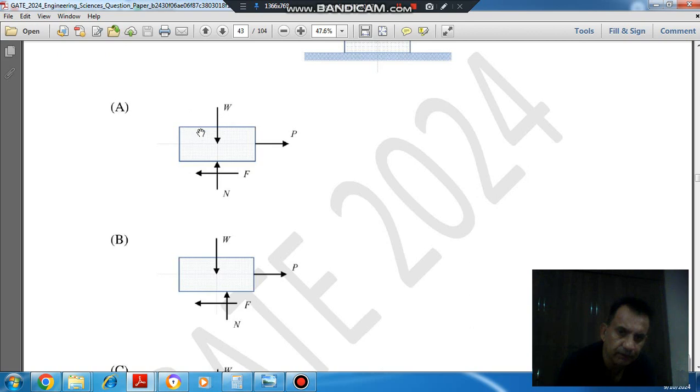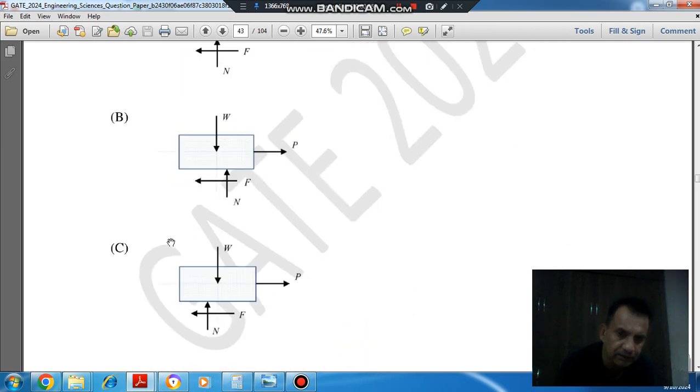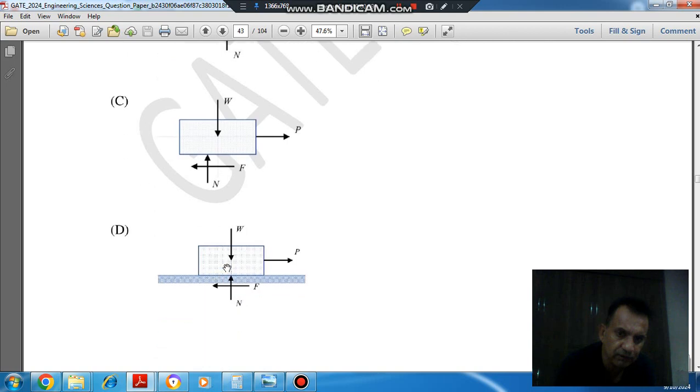So this is the first configuration. W and N are opposite, F is the frictional force at the middle. This is the second configuration. This is the third configuration and this is the fourth configuration.